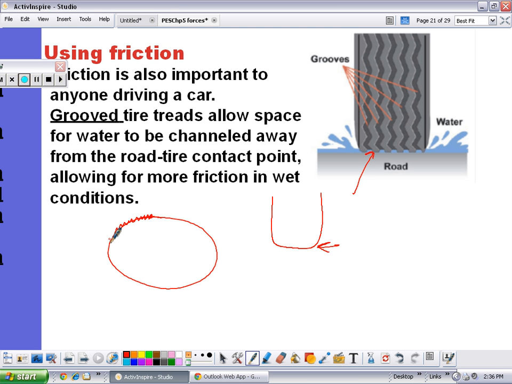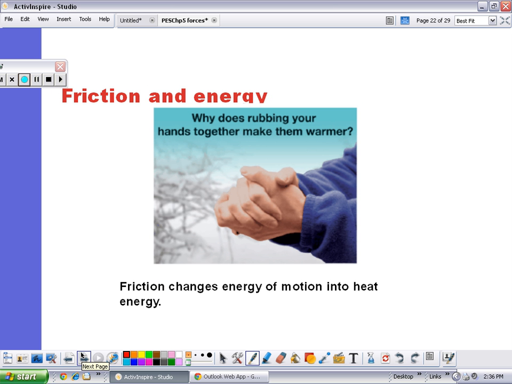So friction can be beneficial, but it could also be dangerous. Again, here, you know, friction creates heat. You can get rug burns from it. You can rub your hands together, get heat, but eventually it could cause a fire.